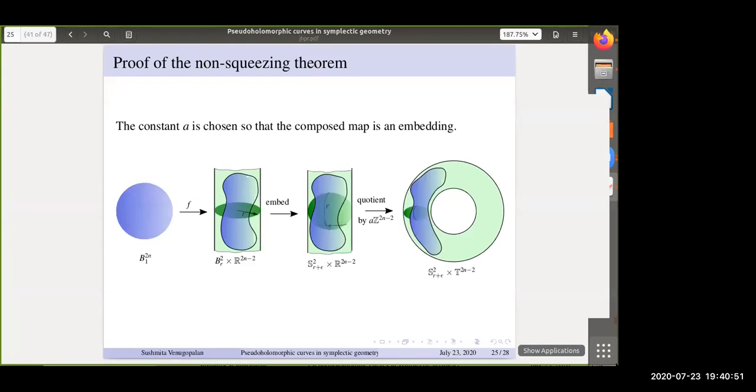Remember that we had embedded our unit ball into the cylinder. So we need to take A large enough so that this embedding remains an embedding. This torus part has to be large enough. If you make it small, this embedding will start, the blue will start overlapping with itself, which is not good. So we have converted a non-compact manifold into a compact symplectic manifold.